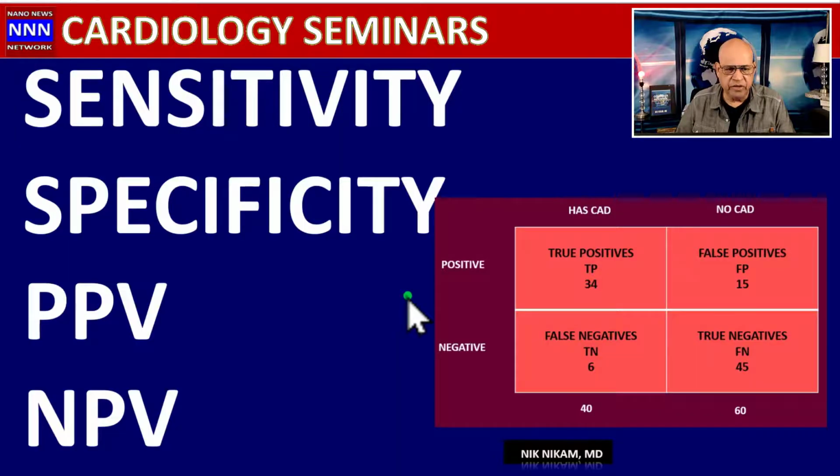The feature presentation is sensitivity, specificity, positive predictive value, negative predictive value. How do we use that in a clinical scenario? I want to walk you through a hypothetical situation in a real clinical setup as to how we can apply this phenomenon to improve our quality of medical service.